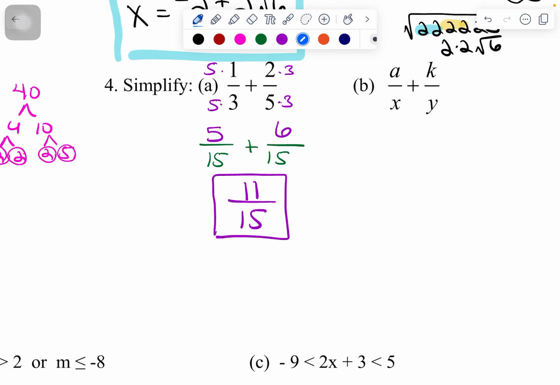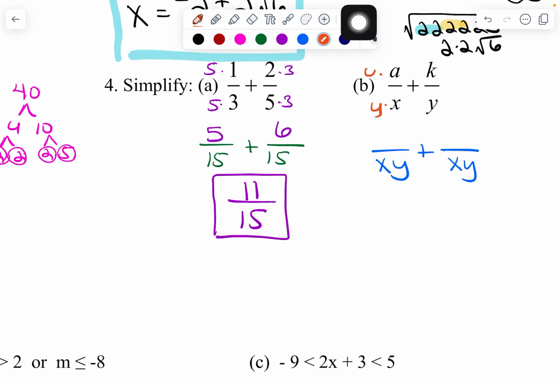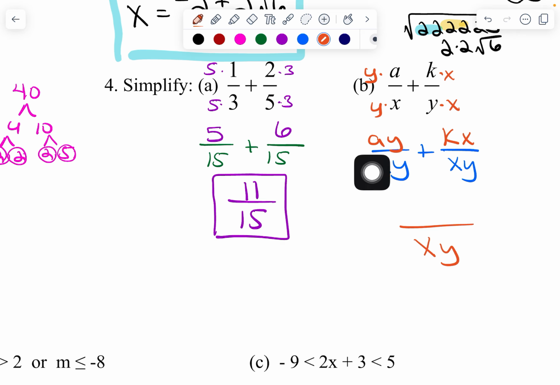Now, the exact same thing that we just did in part A is what we're going to do in part B, even though I took all the numbers out. So a over x plus k over y. First things first, I need a common denominator. Denominator of x, denominator of y, the common denominator is going to be xy. To get from the denominator of x to xy, you want to multiply by y. So of course do that to the numerator as well. So ay, ya is the same thing. To get from y to xy, we're missing an x. So that's going to be kx. So the common denominator is xy, and then I'm just going to add up the two numerators.